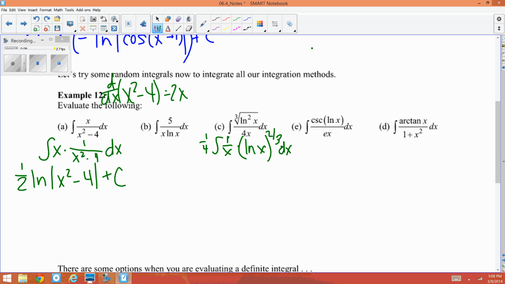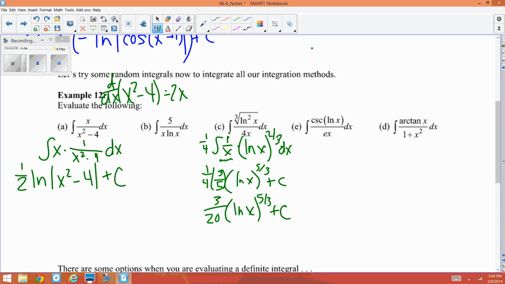I notice the derivative of ln of x is 1 over x, and I already corrected for that 1/4. There's no other corrections here, so I have 1/4 times, and now I'm just going to use the power rule. Add 1 to the power, we get 5/3. So we're going to multiply by 3/5, not 5/3. There we go, 5/3 multiplied by 3/5 plus c. If you want, you could write it as 3/20 ln of x to the 5/3 power plus c. This one is really easy if you know what you're doing.